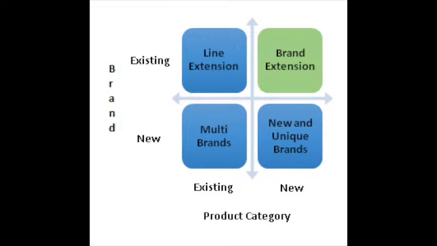So let me take you through this. Like you can see towards the left, we have brands, which could either be existing brands or new brands. And to the bottom, it says product category, which again could be an existing product category or a completely new one. If an existing brand launches something new in the existing product category, that is a line extension. So let's take a look at line extensions first.